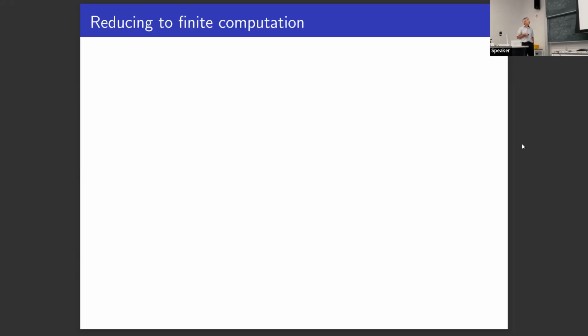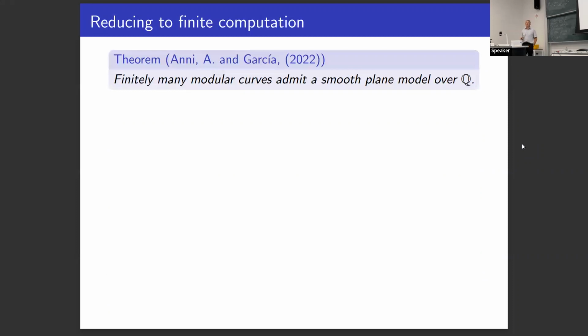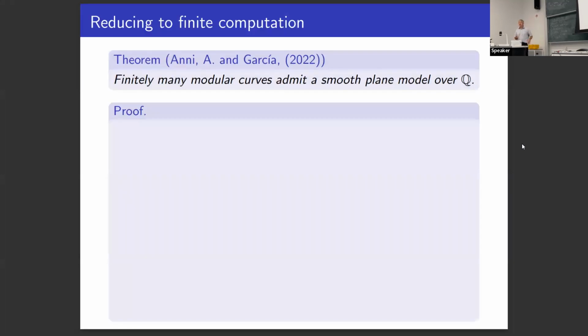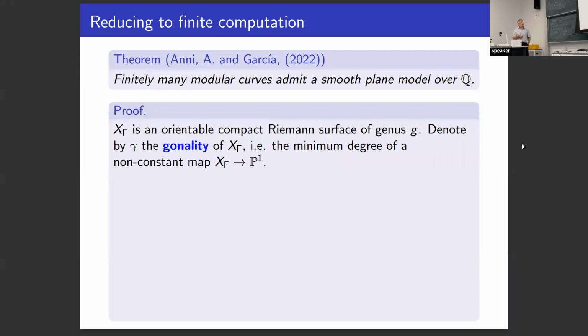Maybe the first thing to do is to reduce it to a finite computation. The idea is that there are only finitely many modular curves that admit a smooth plane model over Q. And again, there's a question of how you count this finitely many. If I identify a modular curve with a congruence subgroup, then I mean finitely many conjugacy classes of such subgroups. Here's a short proof. It's not a very difficult result.